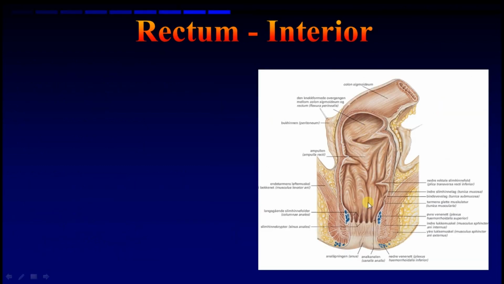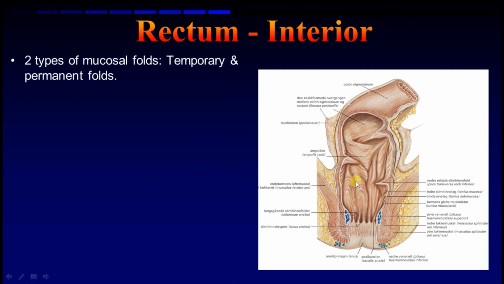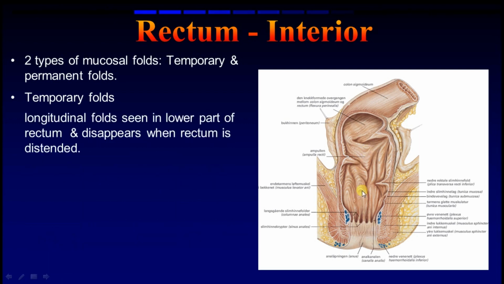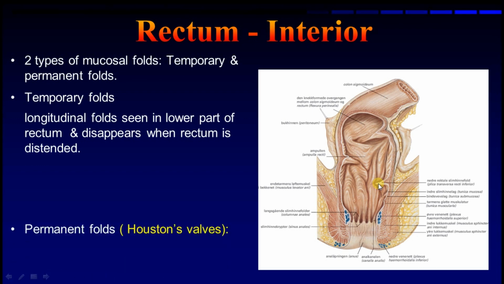So now coming to the interior of the rectum, mainly we come across two types of folds. You see longitudinal folds. They are actually temporary folds. The longitudinal folds are temporary folds. They are seen only when the rectum is empty. When it is distended, these folds disappear. So when the rectum actually expands during the passage of feces, these folds smooth out or disappear.